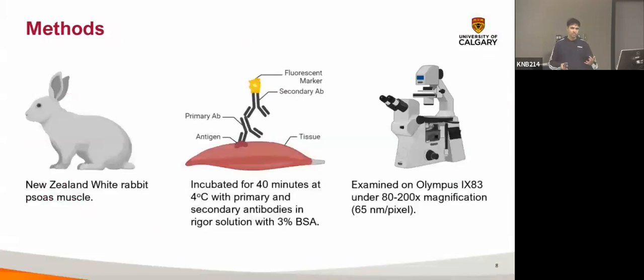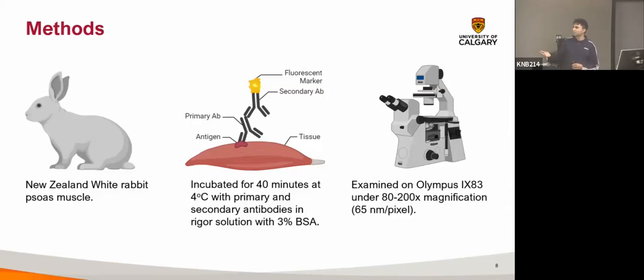A little preface to this talk, I want to say that all of the experiments that we conduct so far have a consistent protocol. There are small modifications, but generally speaking, we use New Zealand white rabbit psoas muscle. And what we do with this muscle is we chemically skin it in order to get individual myofibrils. With these myofibrils, we incubate them with our antibodies. So we have a primary and then a secondary on top of that.